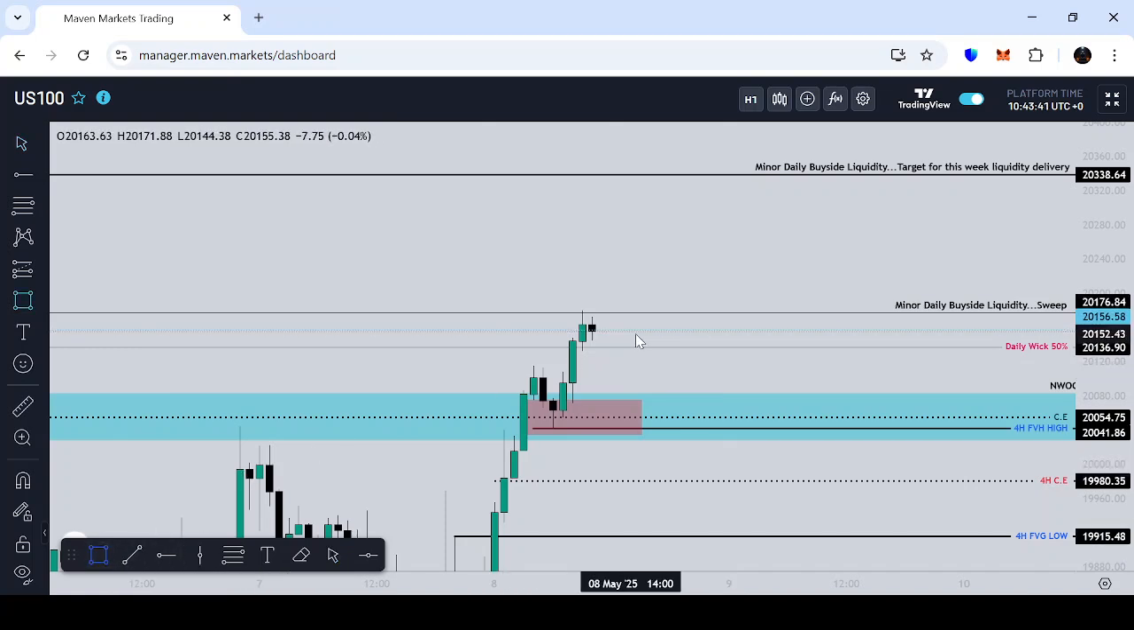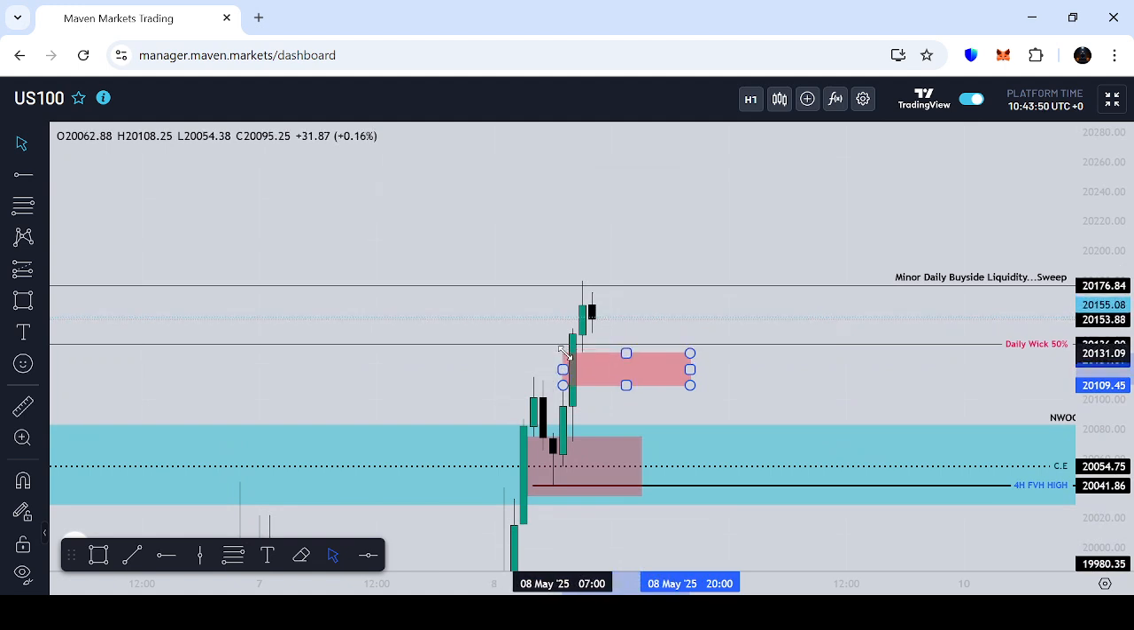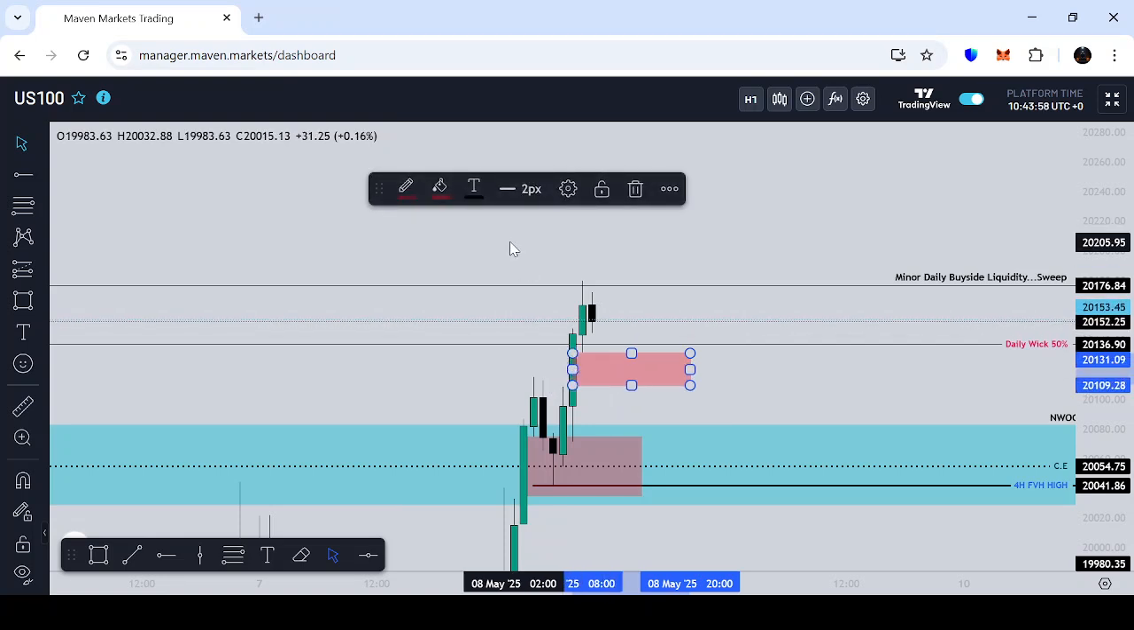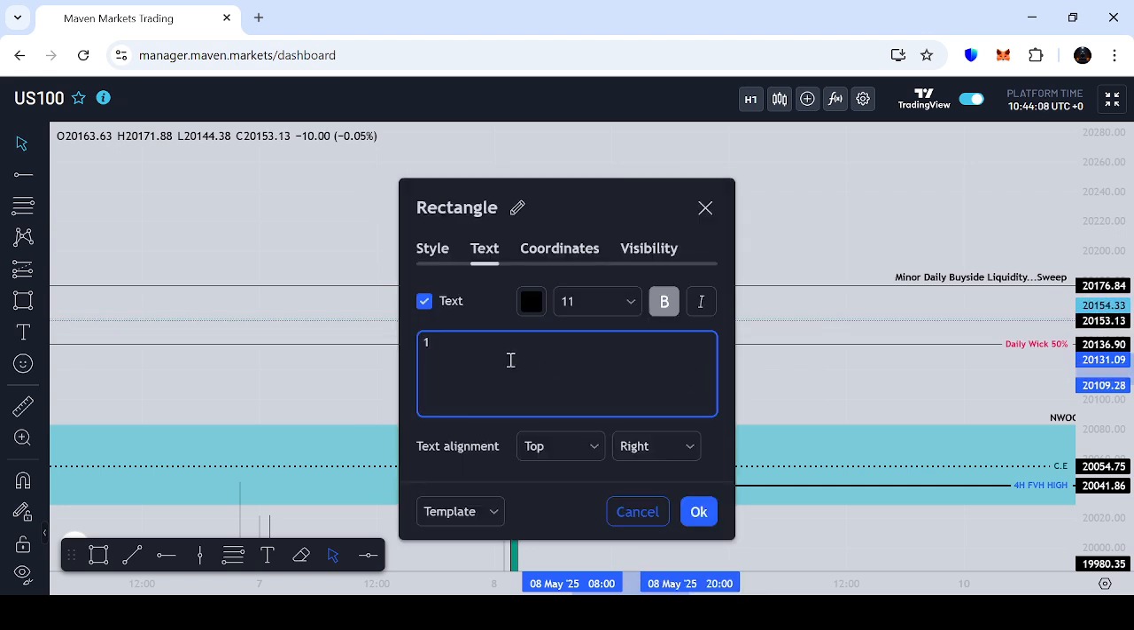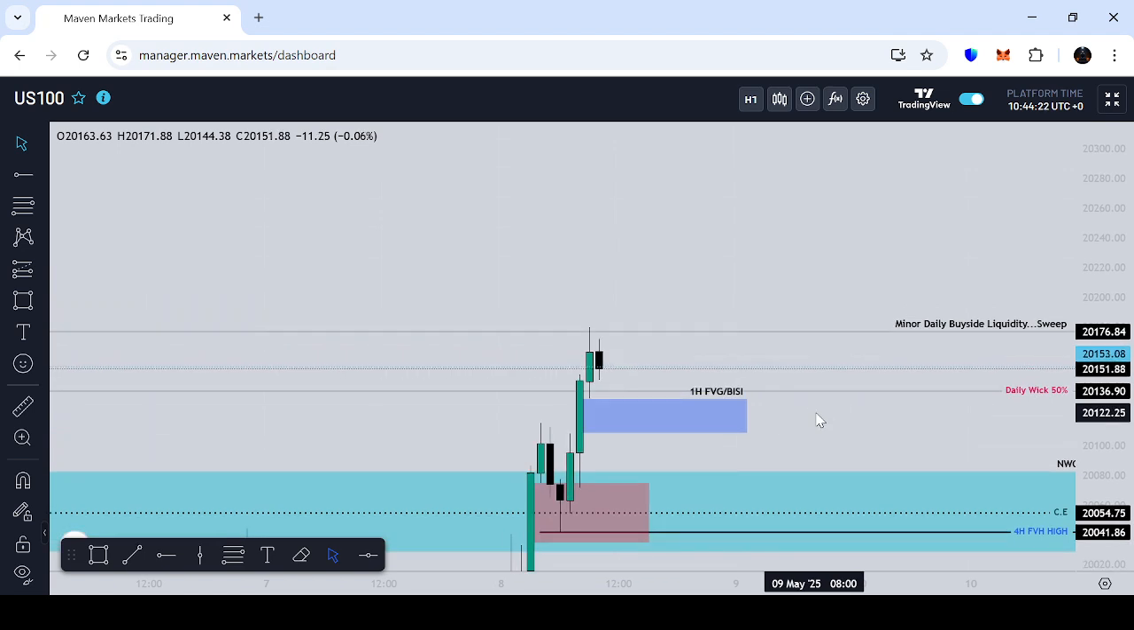Also note this fair value gap, this 1 hour fair value gap. Note this fair value gap over here, as a 1 hour fair value gap. As CBC, buy side inefficiency, sell side imbalance for future price delivery, future price action.